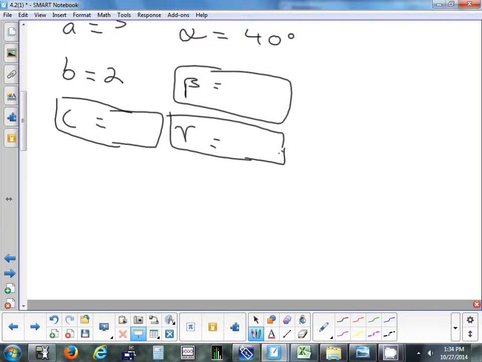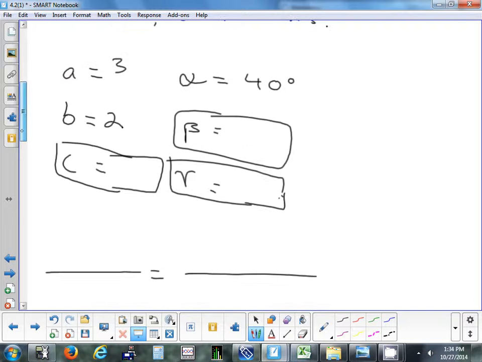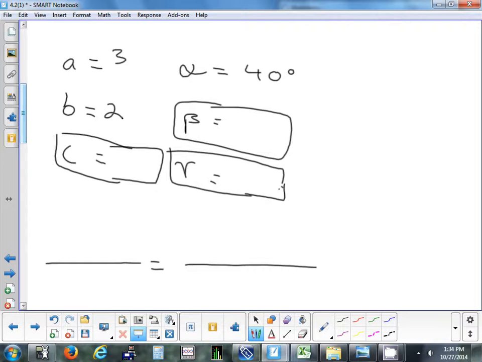Let's set up our proportion. This time you are somewhat forced to use 2 rows here. Okay, sometimes you have a choice about which one you solve for first. You don't have any choices in this problem.